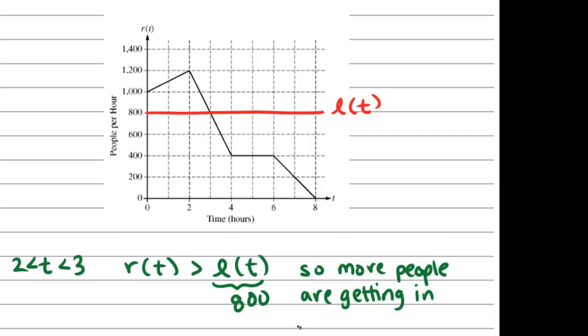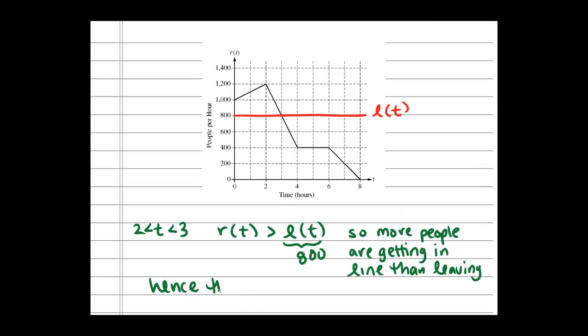So, in other words, more people are getting into the line between 2 and 3 hours than they are leaving it. Hence, this means that the population of the people in line is increasing between time t equals 2 and t equals 3 hours.